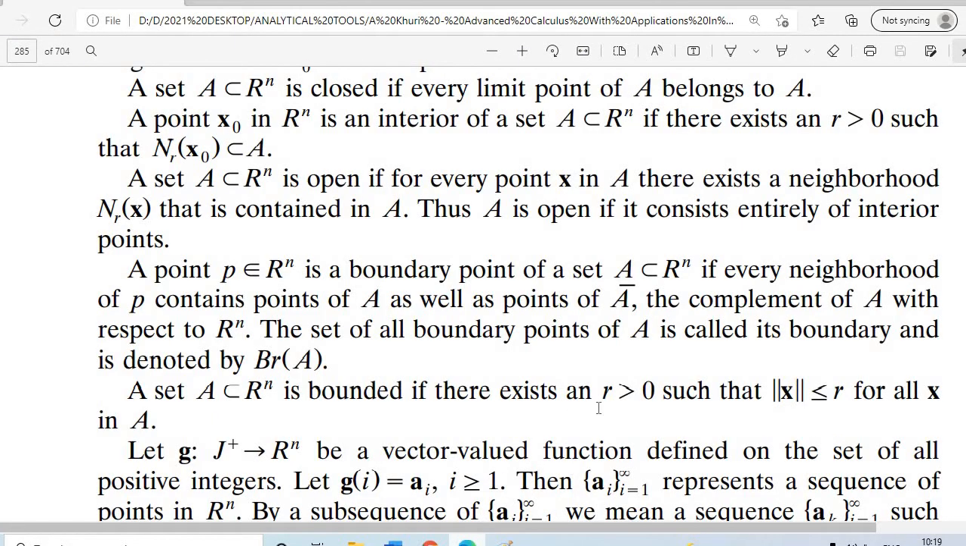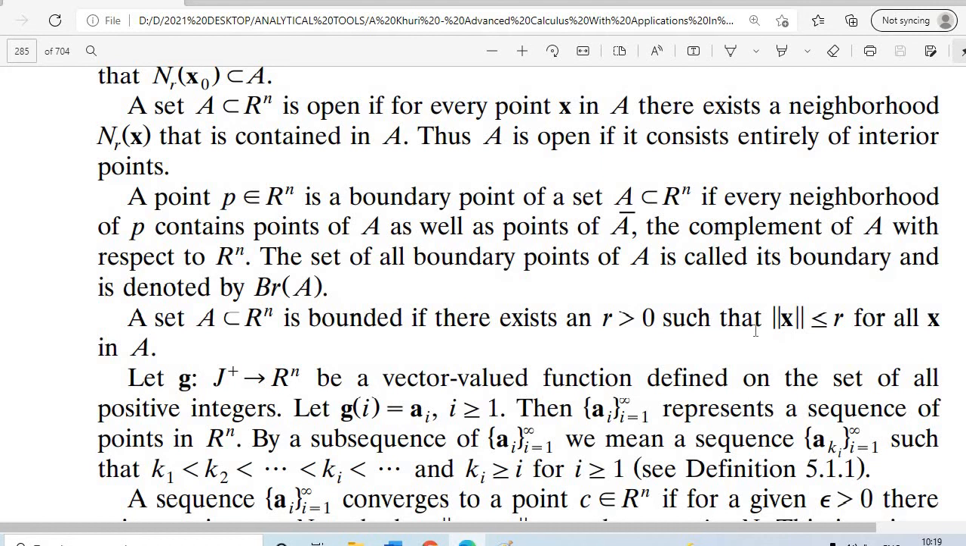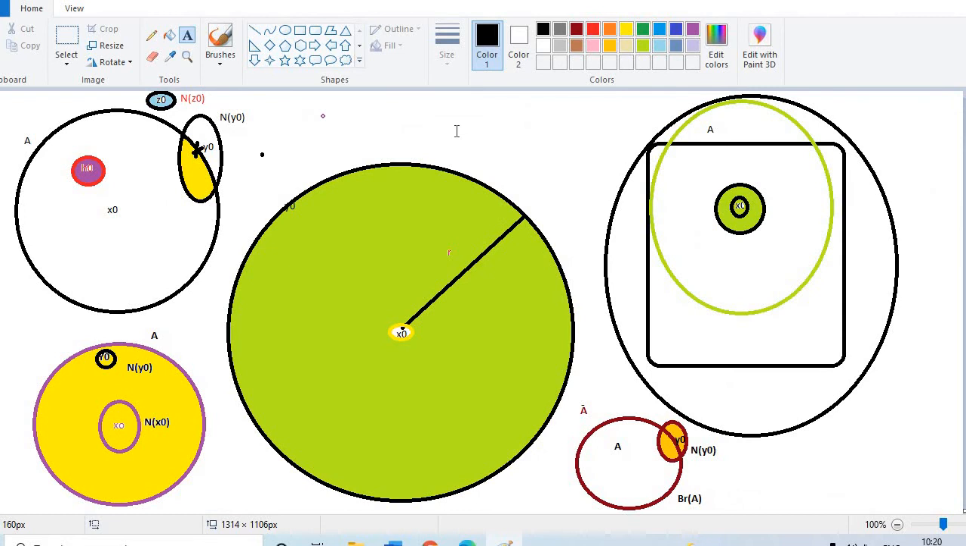So I think this is clear for you. Boundary. So this is the last concept regarding the set. A set is bounded. When we say a set is bounded, if there exists R such that norm of x, that is distance of x, is less than or equal to R. Okay, so that I will show.